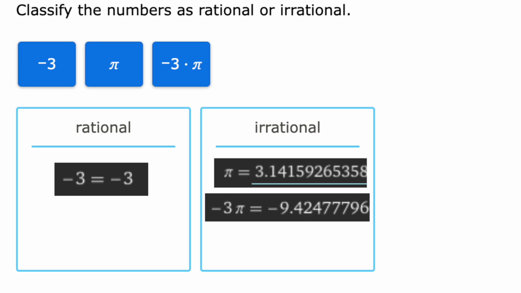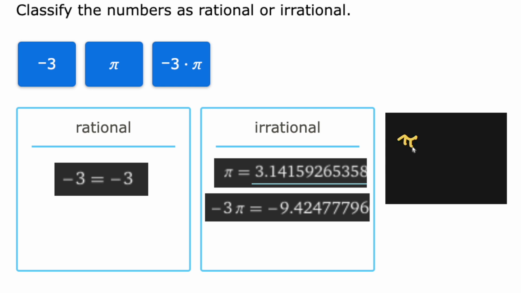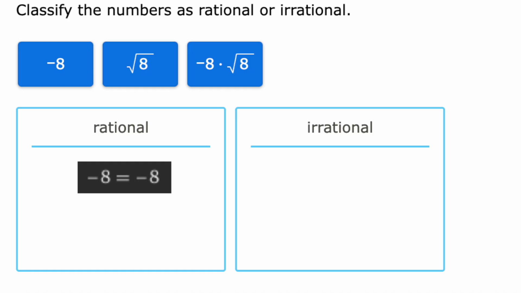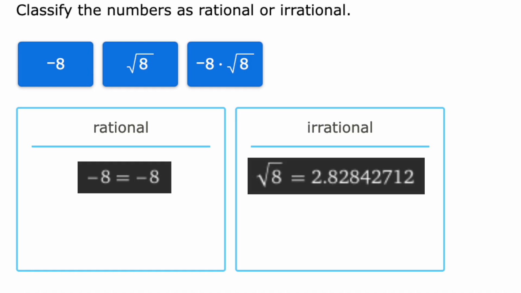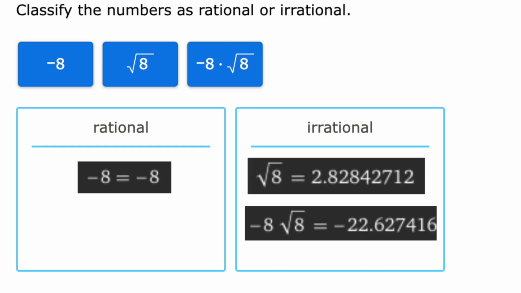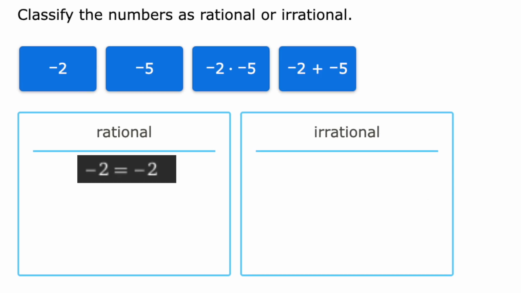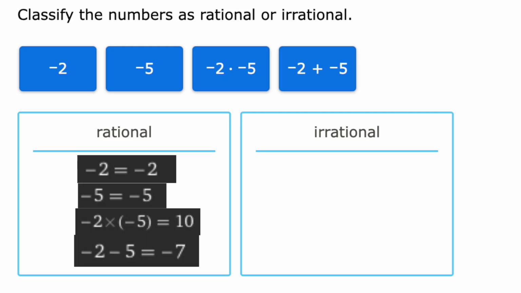The only way you can make pi rational is by dividing it by pi to get 1, or by multiplying it by 0 to get 0. Next we have -8, which is obviously rational, but 8 doesn't have a perfect square root, so the square root of 8 is irrational, even if you multiply by 8. Next we have -2 and -5, which are rational whether you're multiplying them or adding them.